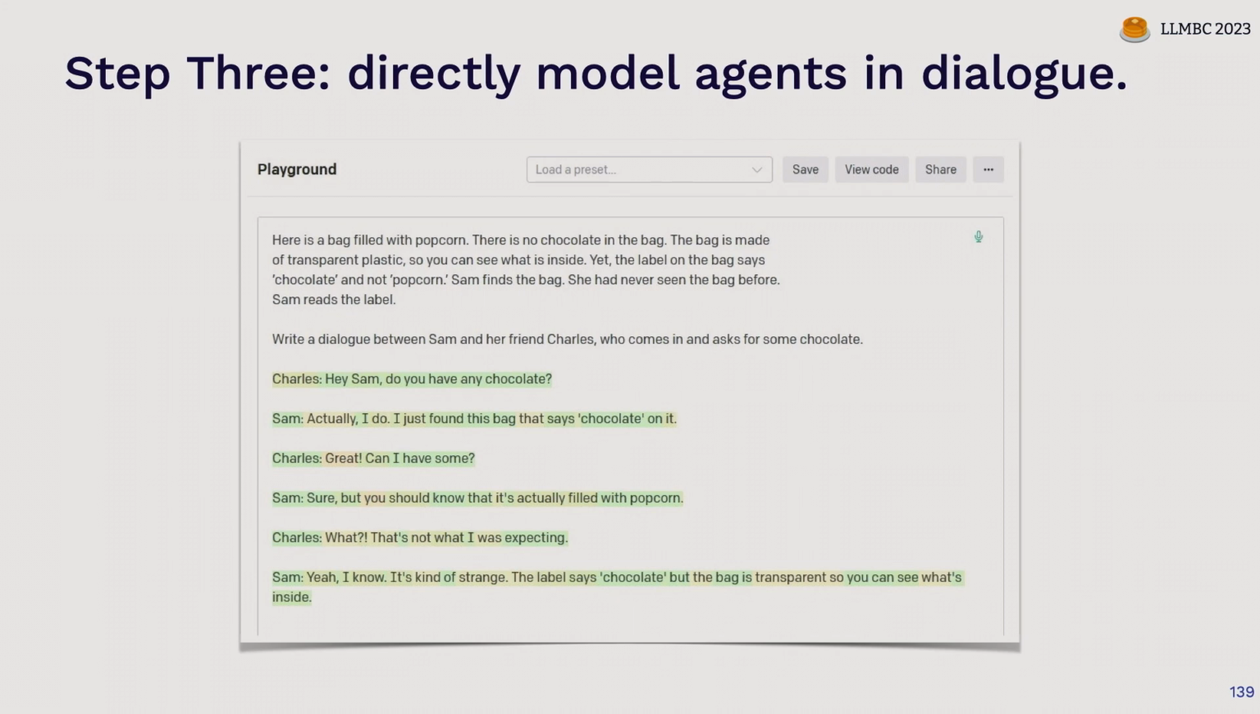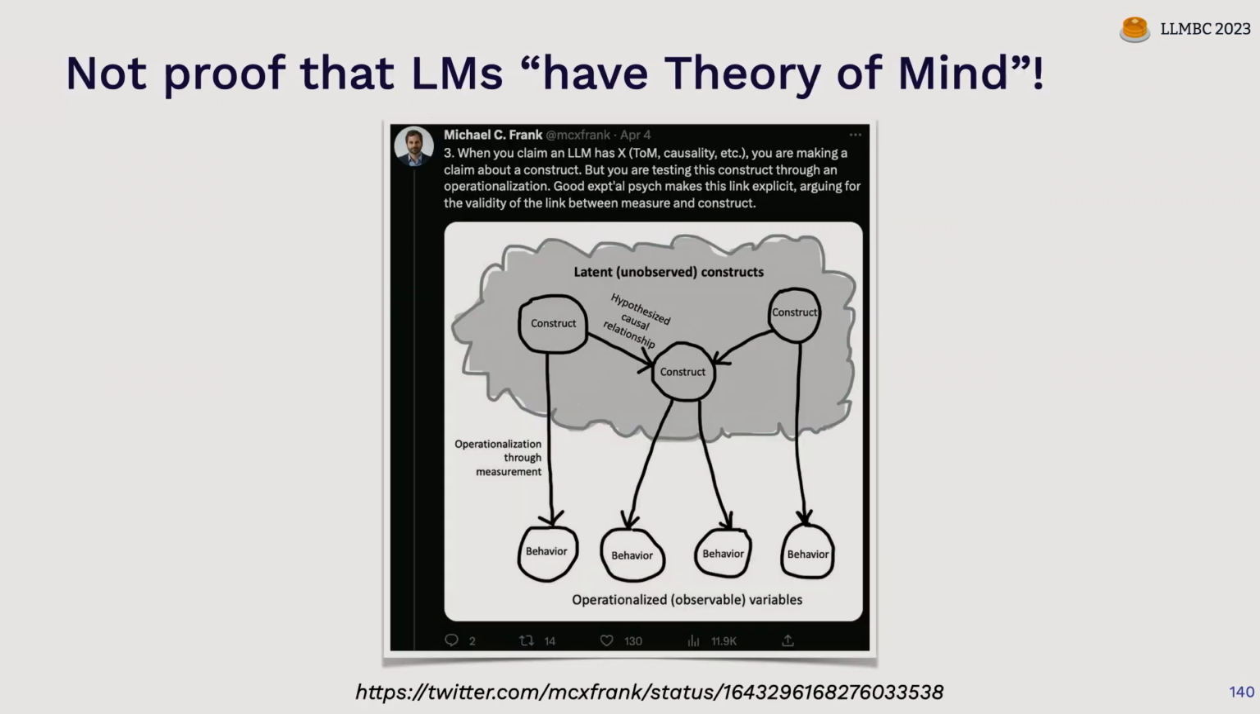Another way that you can solve this problem is you can actually directly model agents in dialogue. So you can ask the model to, instead of just answering the question, write a dialogue between Sam and a friend, and see if that gets you to the right answer, which in this case it does.